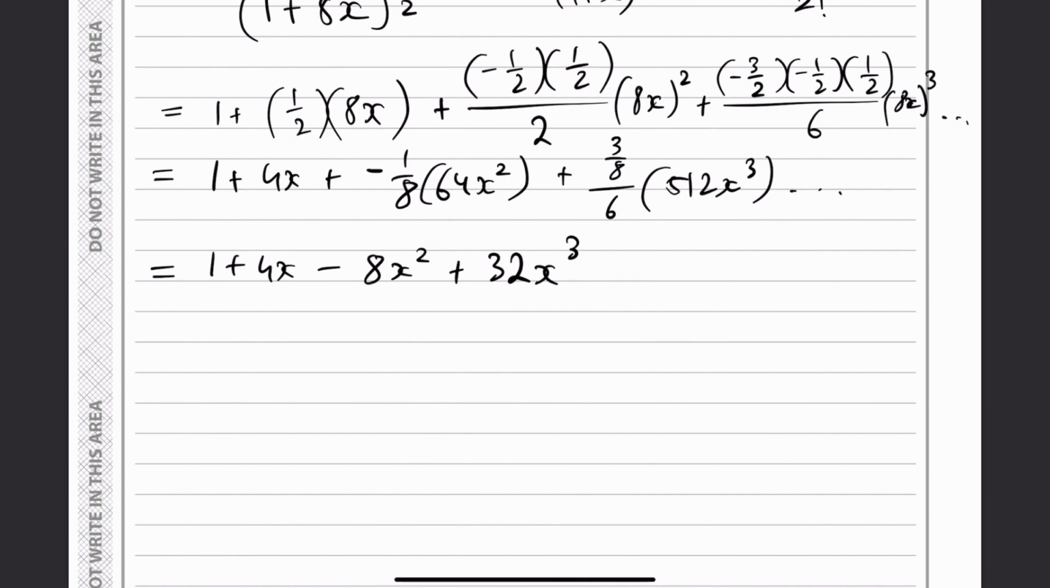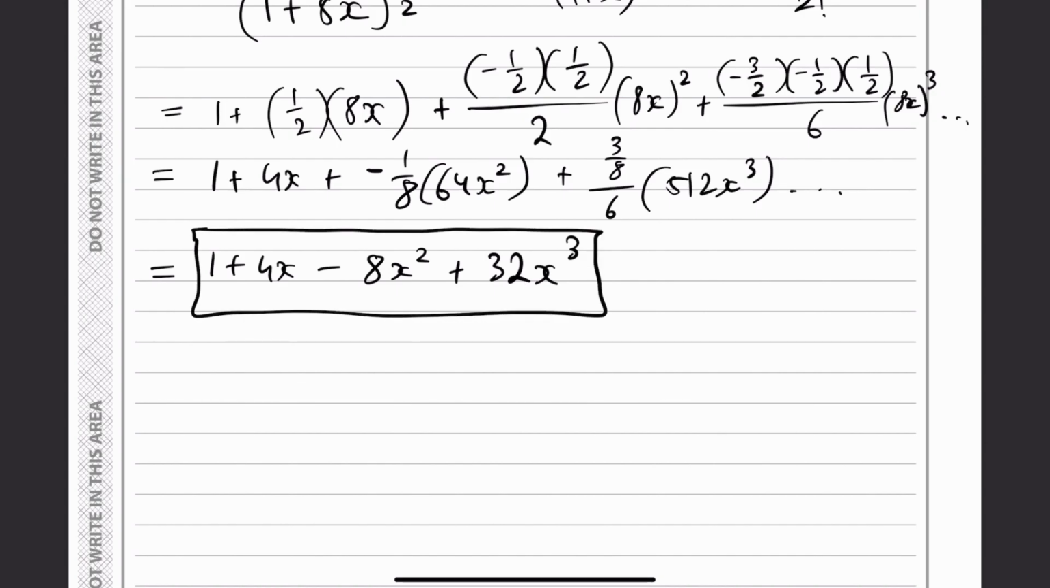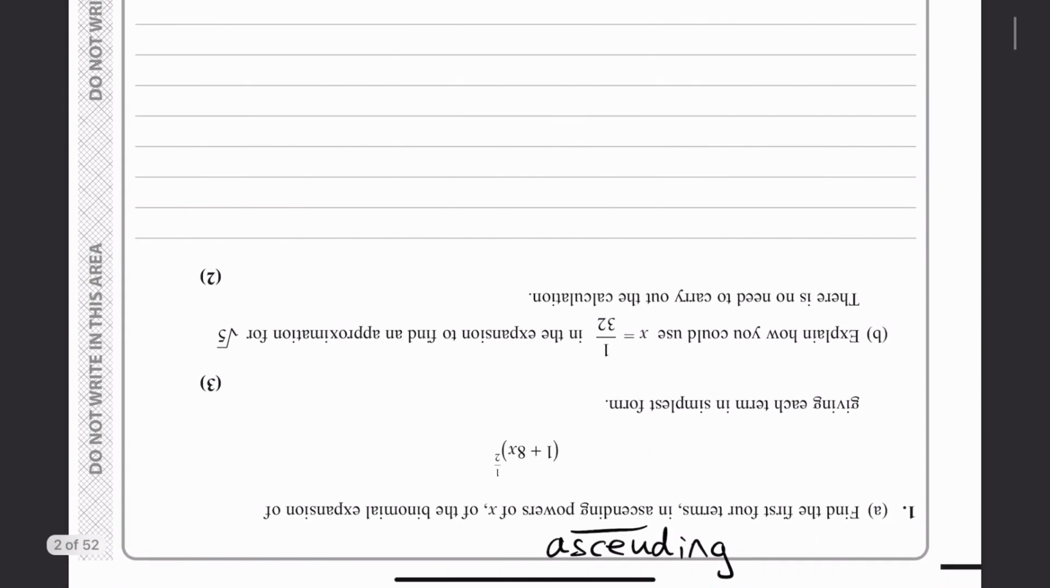I hope I got it right though. So yeah, that is the first question done. I'll just box that. Okay, that was part A. That was 3 marks, so that's a good 3 marks, although that took me 5 minutes, so I should probably pick up the pace. Anyways, give each term in simplest form. Okay, we did that.